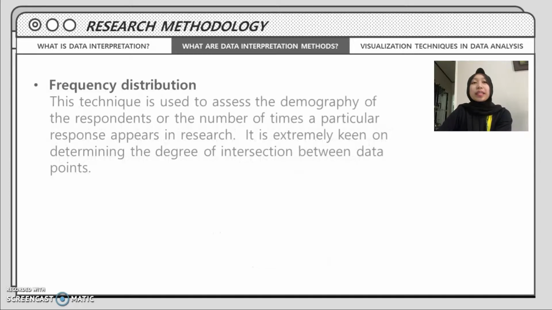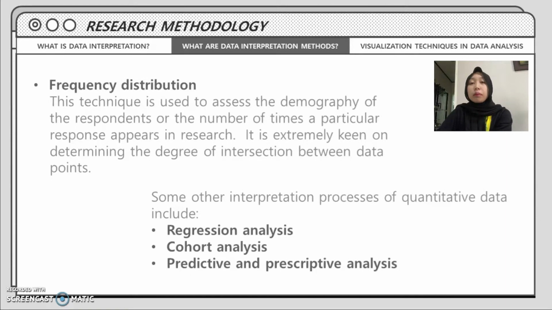Third, frequency distribution. This technique is used to assess the demography of the respondents or the number of times a particular response appears in research. It is extremely keen on determining the degree of intersection between data points. Some other interpretation processes of quantitative data include regression analysis, cohort analysis, predictive analysis, and prospective analysis.